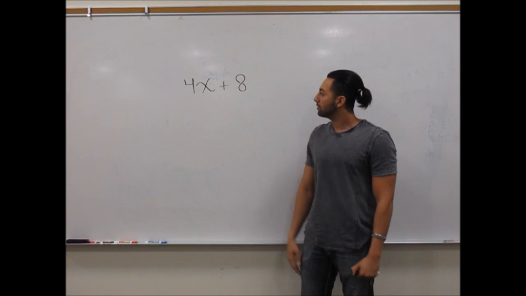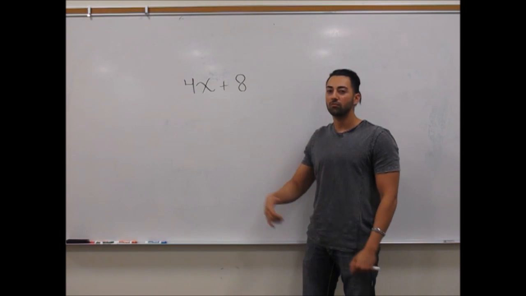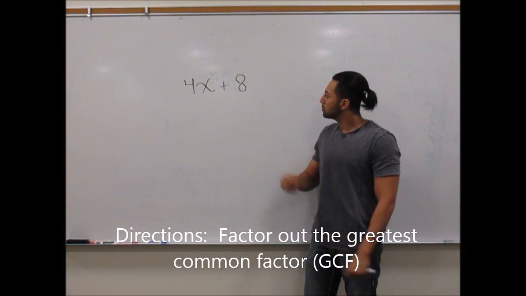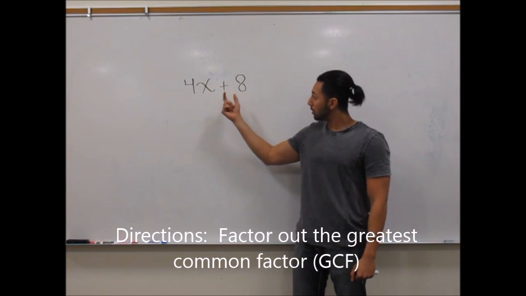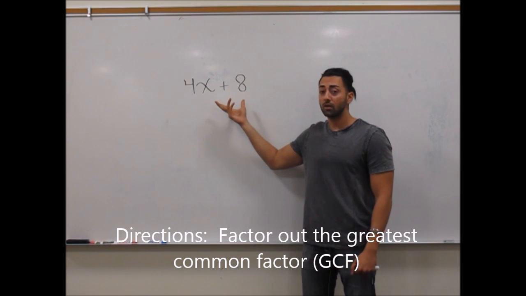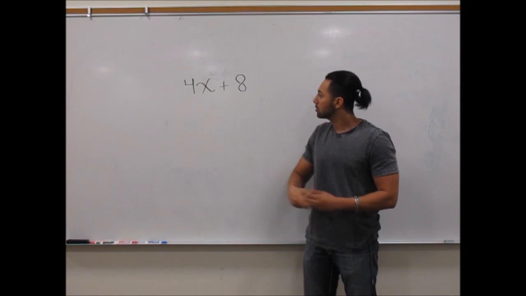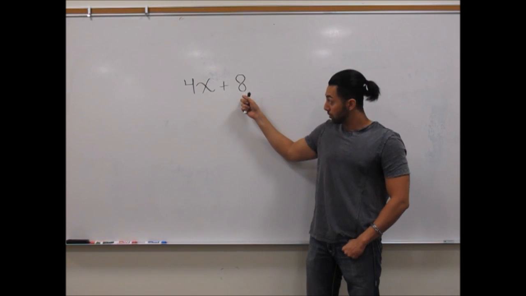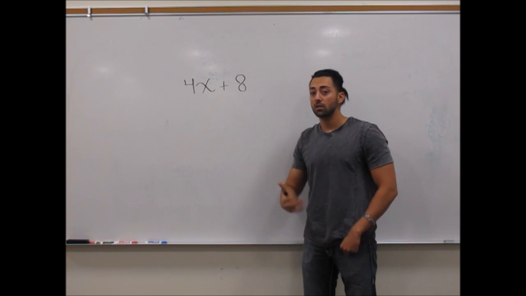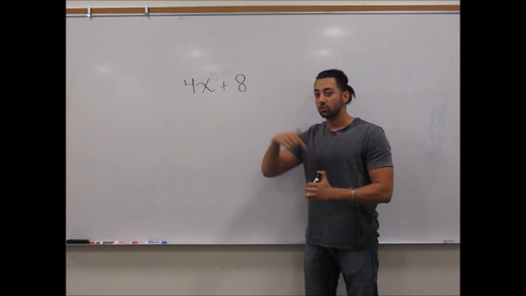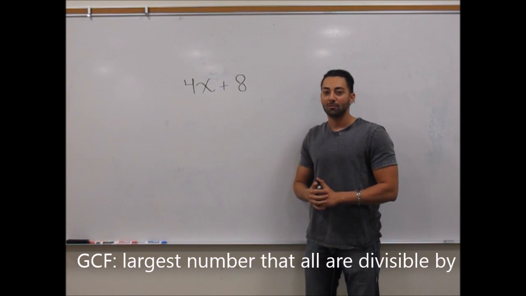Okay, so we have a fairly simple example starting off with that. We're doing the greatest common factor right now, GCF. When you're looking at what you're trying to factor, I would suggest looking at the numbers first. So we have a 4 and an 8 here. What you want to try to do with the numbers is pull out the largest number that goes into all of them, which is the greatest common factor.